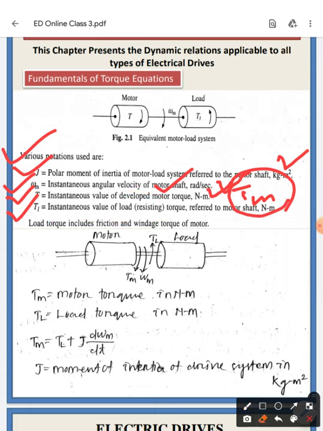So as the load torque includes friction and windage torque, what do you mean by friction? When this motor is in the standstill condition, there is a frictional force. So this load torque is the combination of your friction torque plus your windage torque. Okay.